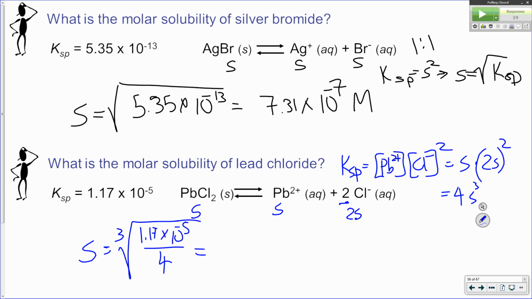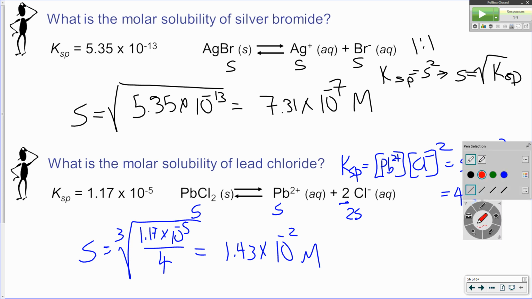1.17 times 10 to the minus 4. And I got 1.43 times 10 to the minus 2 molar. So if I just compare those two salts, there's 5 orders of magnitude difference between the two in solubility. That's a bunch.